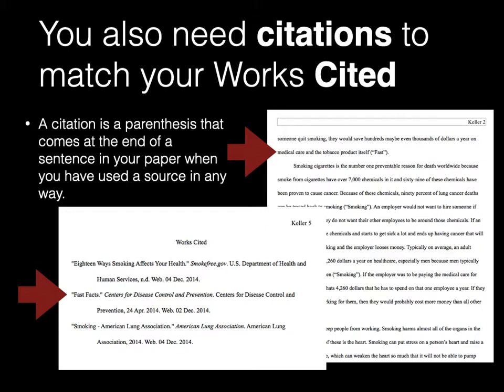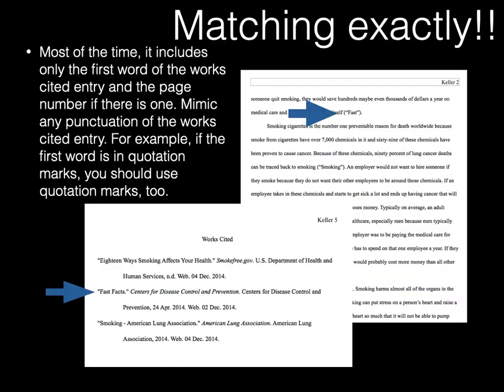Same way here. Instead of having to put this entire works cited entry in the paper every time, we're just putting an abbreviation of that works cited entry, and that happens to be the first word of the works cited entry. Notice that it matches exactly because fast happens to be a title and it's in quotation marks. We would put the first word in quotation marks here.